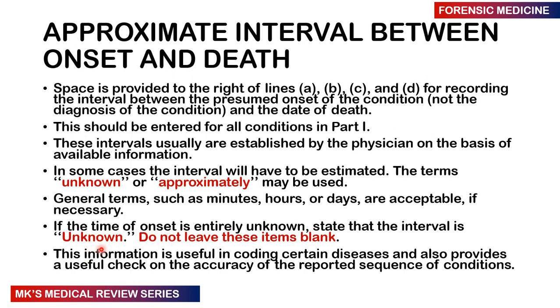This information is useful in coding certain diseases. It also provides a useful check on the accuracy of the reported sequence of conditions. For example, we know that certain conditions cannot develop overnight. Certain conditions usually take some time to develop. So this is where we can tell that, okay, this person accurately filled in this death certificate.